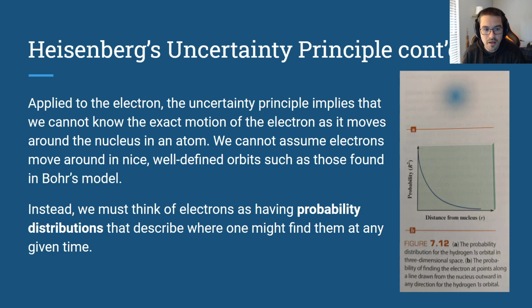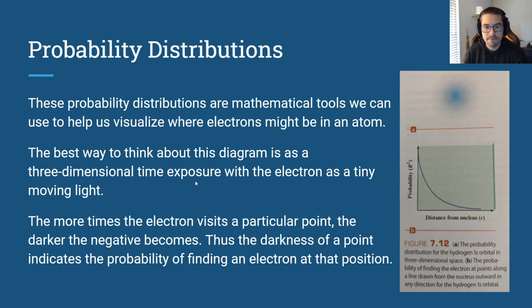So, applied to the electron, the uncertainty principle implies that we cannot know the exact motion of the electron as it moves around the nucleus in an atom. We cannot assume electrons move around in nice, well-defined orbits such as those found in Bohr's model. Instead, we must think of electrons as having probability distributions that describe where one might find them at any given time. These probability distributions are mathematical tools that we can use to help us visualize where electrons might be in an atom. This right here, part A, is a probability distribution for the electron in a hydrogen atom.